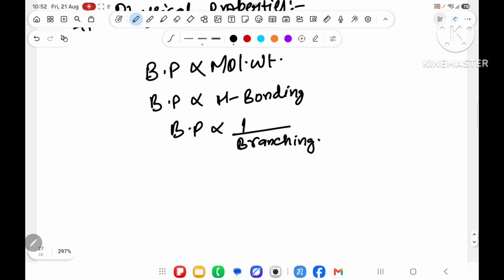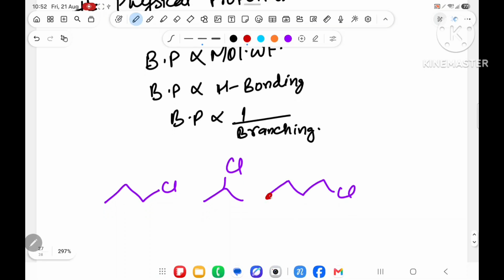Suppose I have given one question with three compounds, each a chloroalkane. Over here we have 1, 2, 3, 4 carbons, then 1, 2, 3, and 1, 2, 3, that is A, B, C, so molecular weight is more in C. Then over here we have no branching, over here we have branching, over here we have branching, and it is inversely proportional. So A, then B. Boiling point understood, everyone?